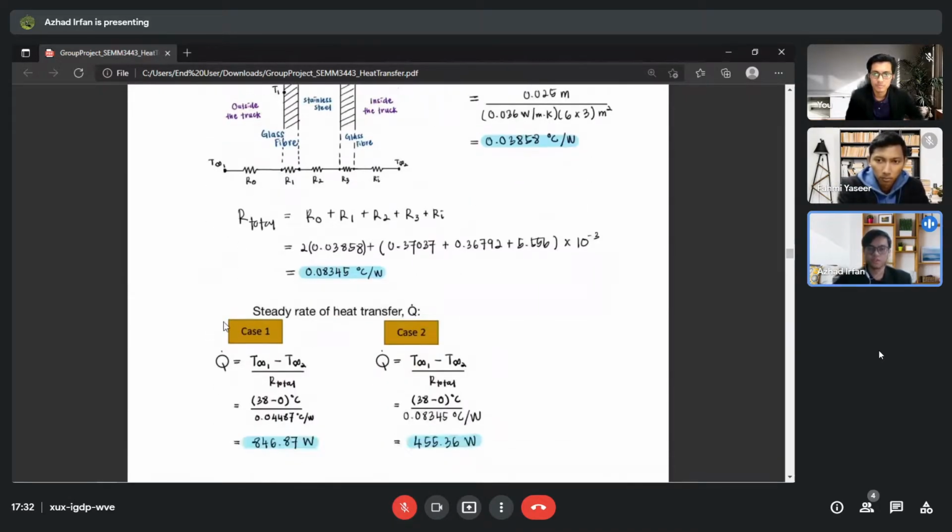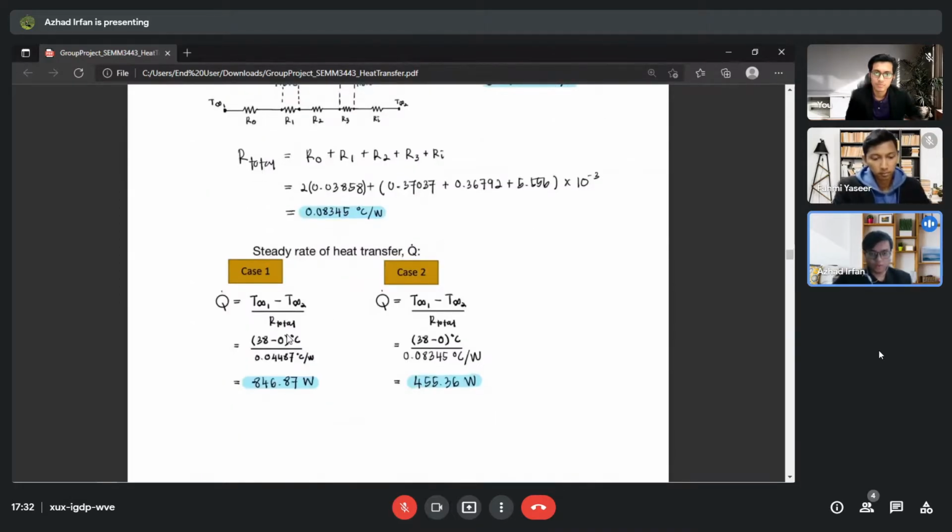So we move on to the steady rate of heat transfer, Q dot. For case 1, we obtain about 846.87 watt. Meanwhile, for case 2, we obtain 455.36 using this equation.